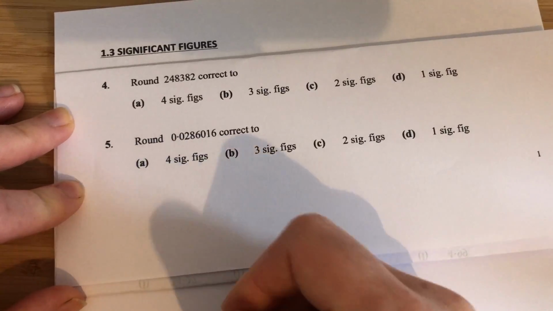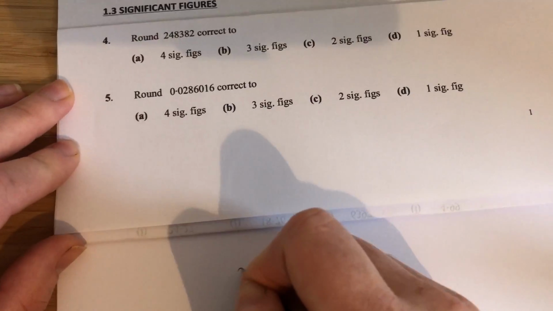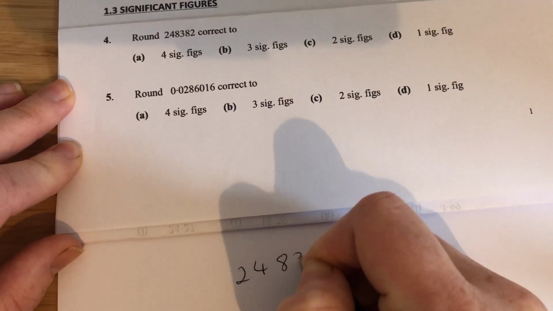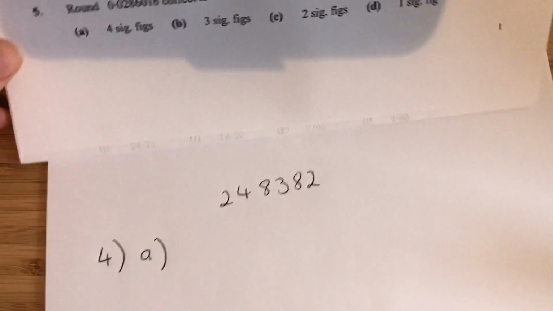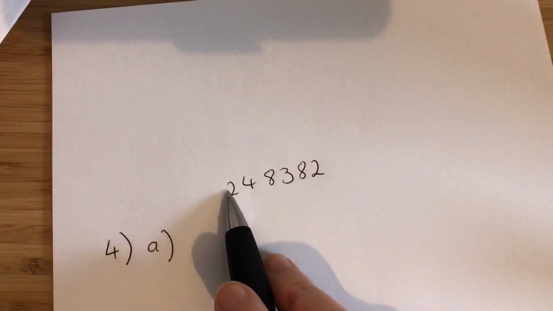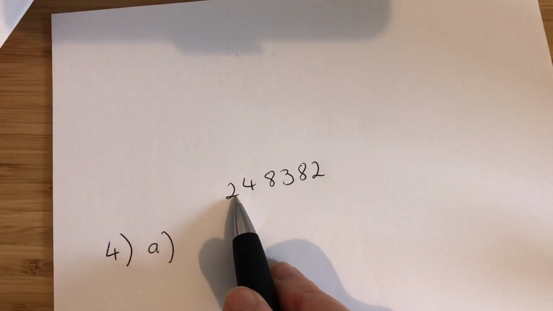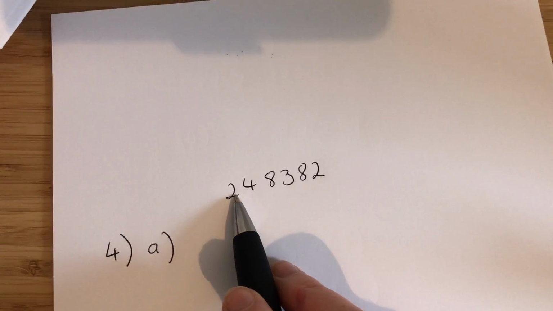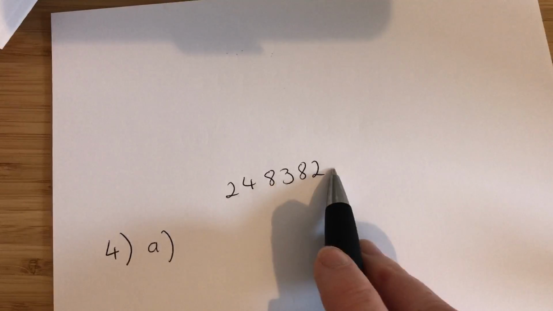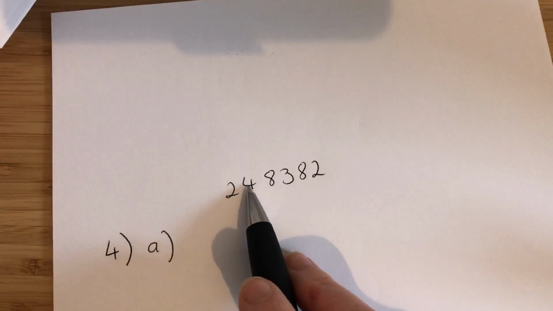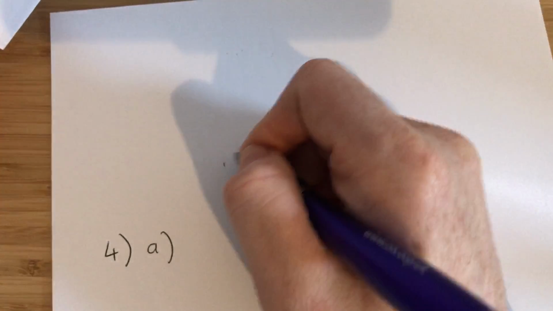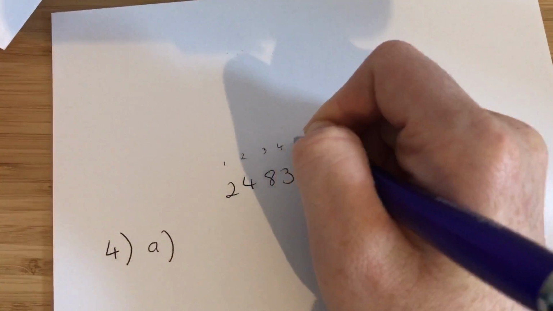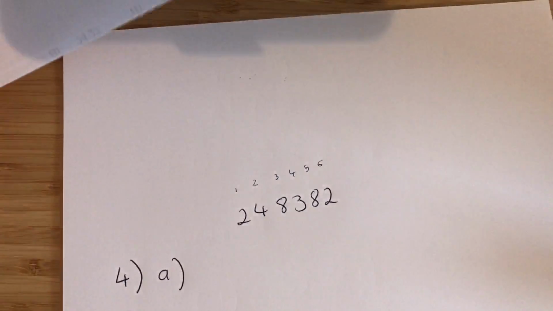So our first number is 248,382. So your first significant figure is the first number starting from the left that isn't a 0. So actually 2 here is our first significant figure. Everything after, even if it's a 0, is significant. First significant figure, second, third, fourth, fifth, sixth. So I'll just put that's our first, second, third, fourth, fifth, sixth significant figure.